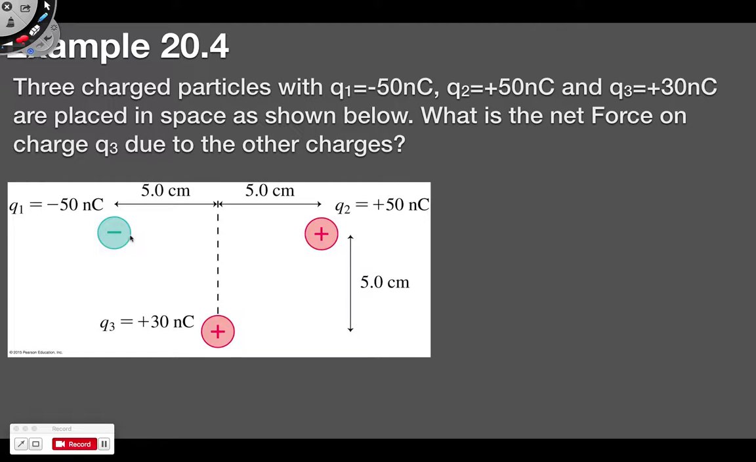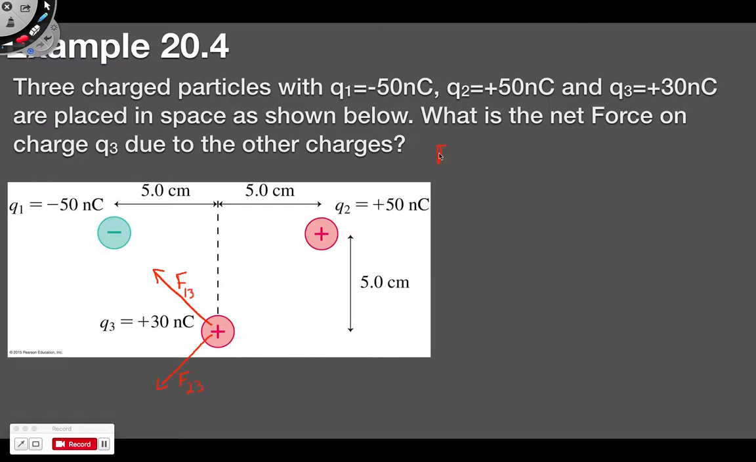Well, charge 1 interacts with charge 3, and they are opposite charges. So what's going to happen? There's going to be a pull this way. This is the force of 1 on 3. Now, charge 2 is going to have a force with charge 3, but because they're the same charges, it's going to be a push this way. 2 on 3. So let's calculate those values first, and then we'll get to the vector addition later.